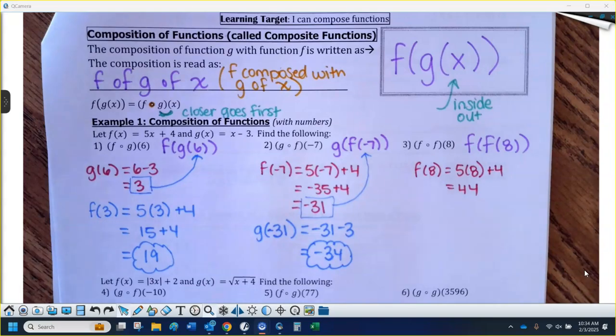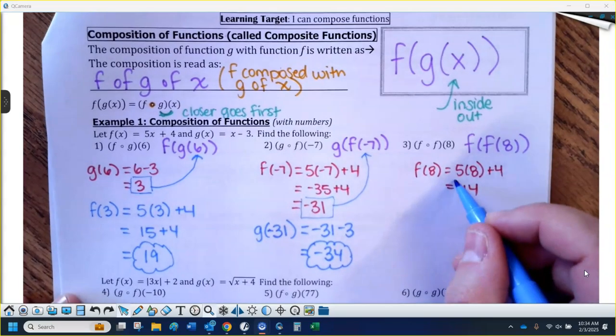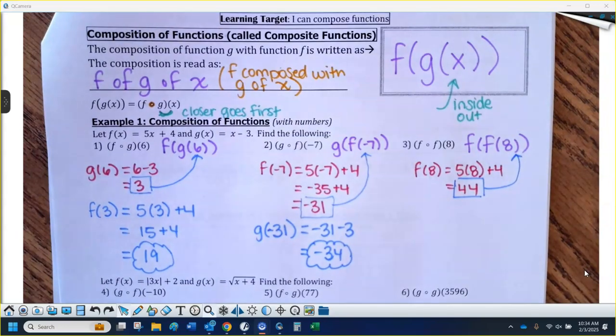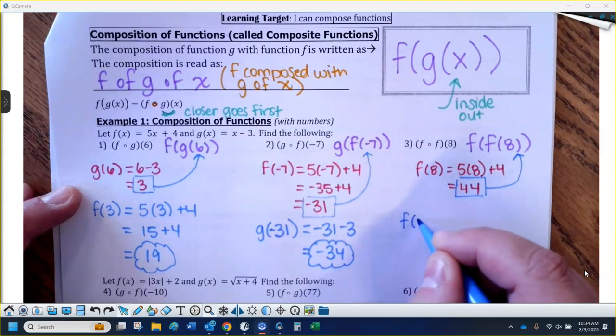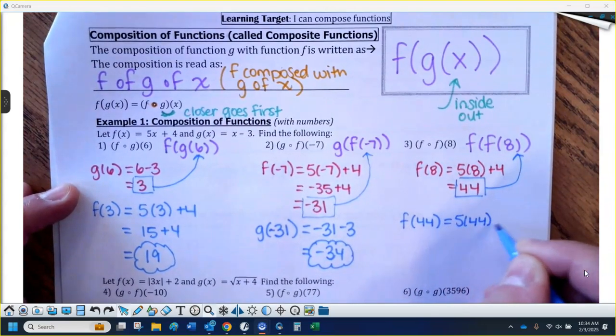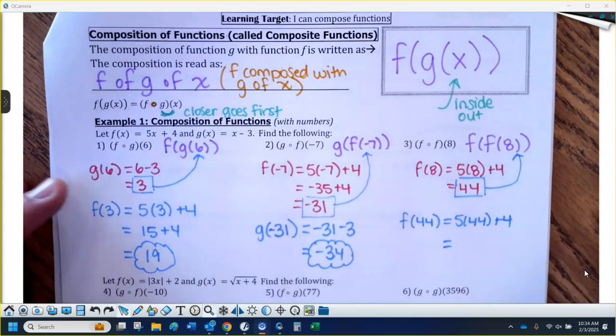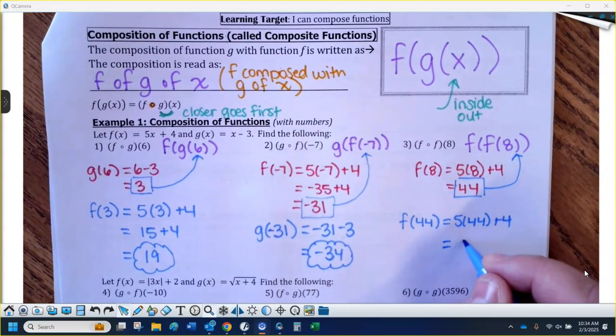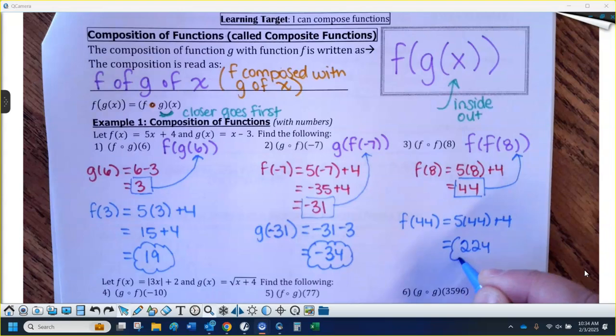And then this one is a little different than the other two because we're going to actually substitute this in. f of 8 is equal to 44, and then you're just going to plug it back in to the exact same function. So it'd be 5 times 44 plus 4. I'm going to grab my calculator real quick because I don't know what that is off the top of my head. So I'm going to get 224.